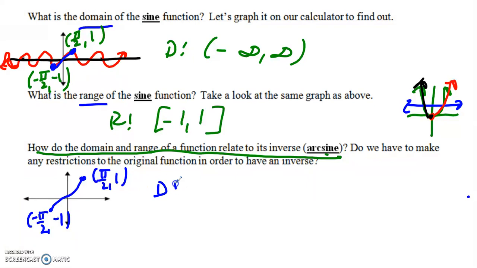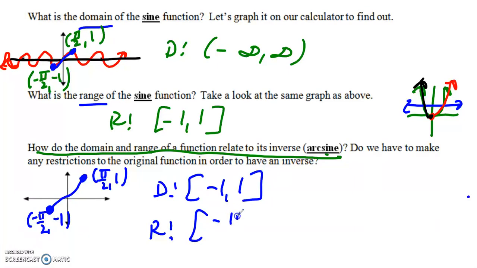So now if I'm thinking about finding the domain and range of my inverse, remember that the range of the inverse is really based on the domain, and the domain of the inverse is originally based on the range. So that means that my domain is now going to be -1 to 1 of the sine function. But my range can't be negative infinity to positive infinity because the horizontal line test wouldn't pass. So my range would now be from negative pi over 2 to pi over 2.